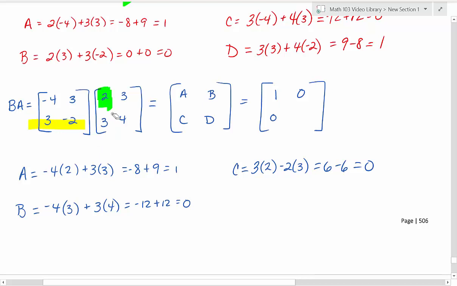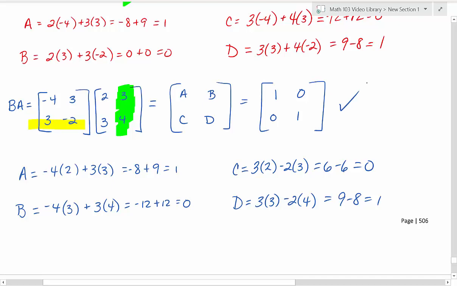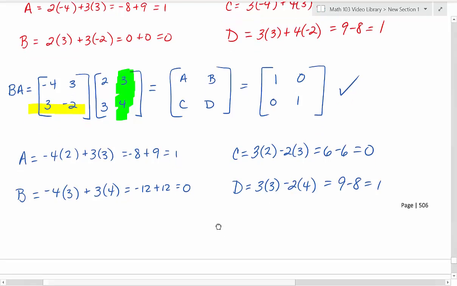And lastly, our element D, it's located second row, second column. So multiplying our second row with our second column, it'll be 3 times 3 minus 2 times 4. 9 minus 8 is equal to 1. Notice that we got the identity matrix a second time. Therefore, we can conclude that A and B are inverses of each other.